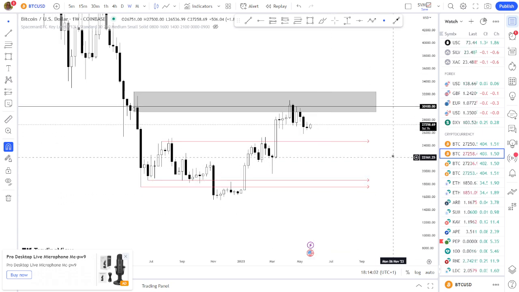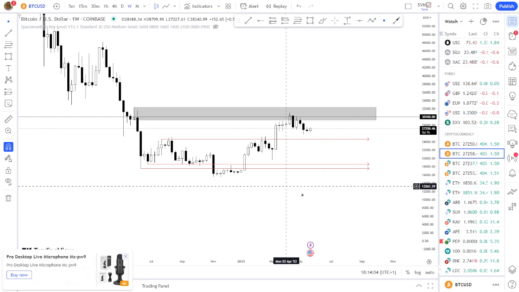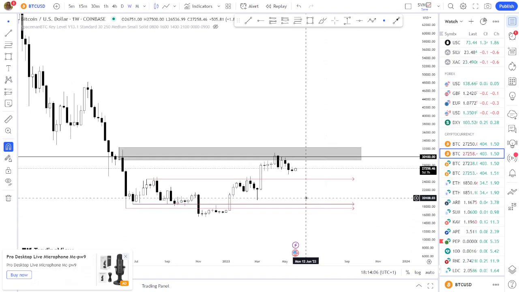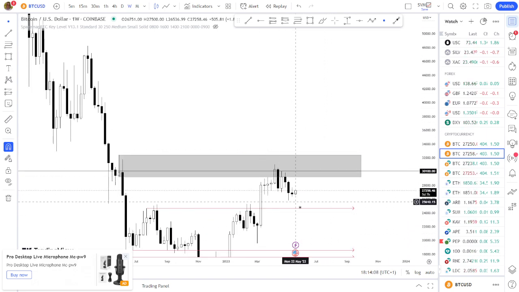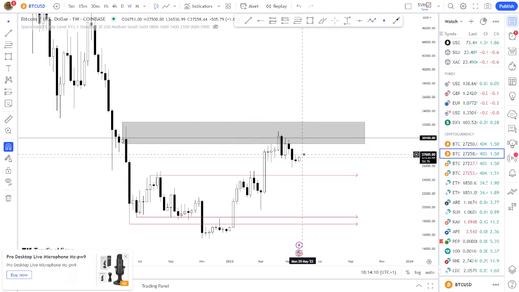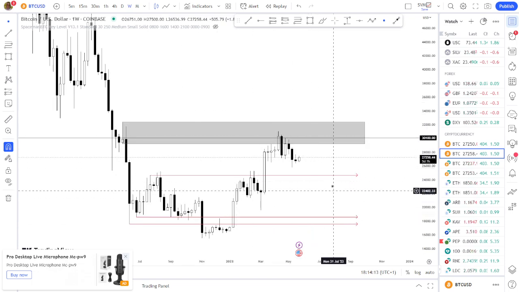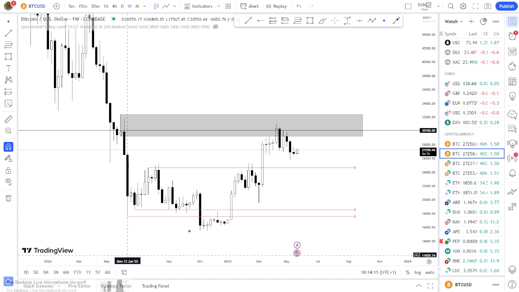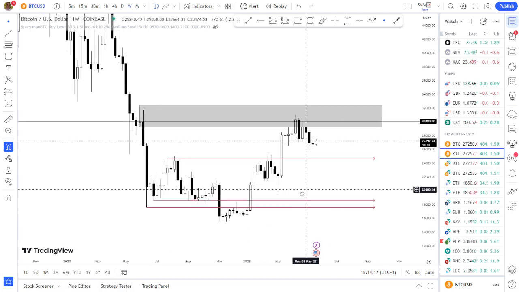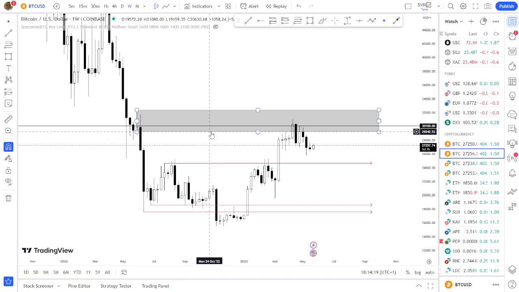If it goes below here, then at that time we'll look for other levels to work with when we get below here. For now, let's keep it within this range, right? So that's for the bearish scenario. So now let's talk about the bullish case.